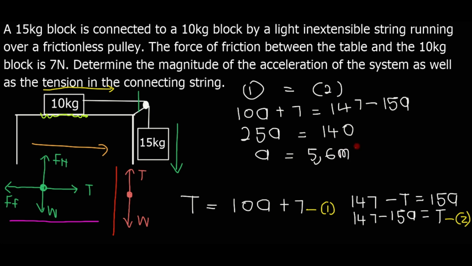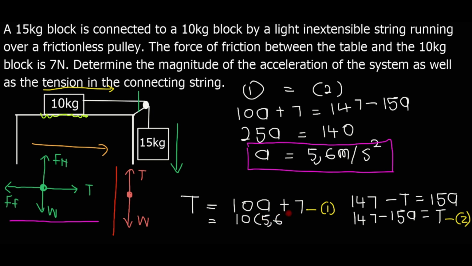is 5.6 meters per second squared. So this is our acceleration. And then now let's find the tension. So let's substitute into equation 1 or equation 2. So we can substitute here, and then we get 63 newtons. So this is our tension force.